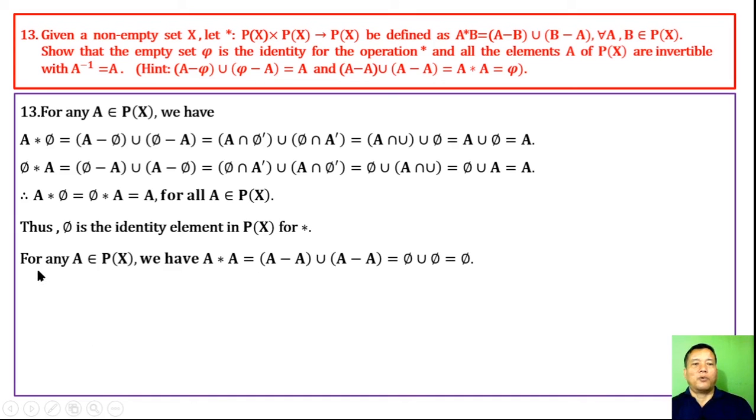Next, for any A belongs to P(X), we have A asterisk A is, by definition, A minus A union A minus A. A minus A is phi, so phi union phi is phi. So for any set A, A asterisk A is phi, and phi is the identity element of P(X). By the definition of identity and inverse, every element A of P(X) is invertible and A inverse is A itself. Hence proved.